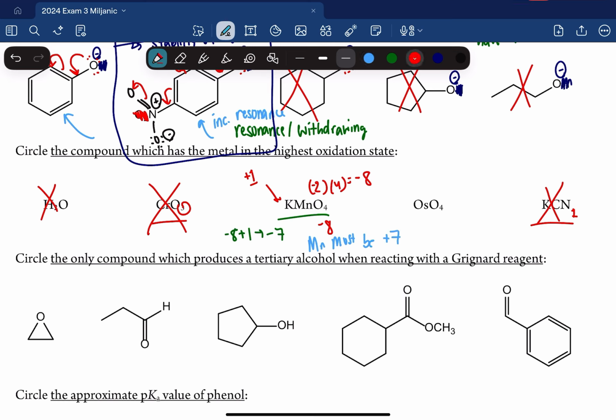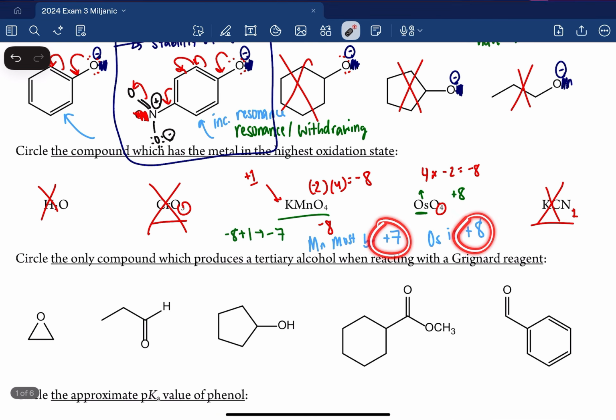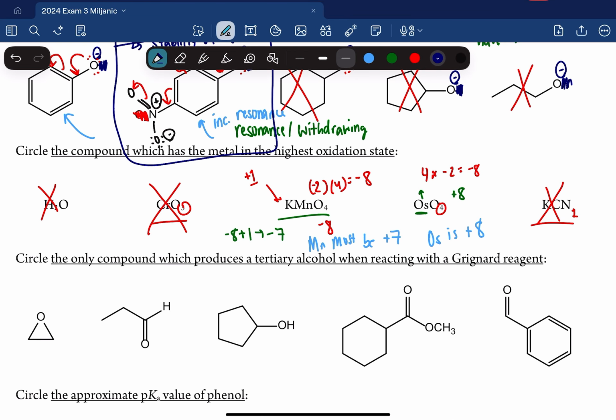Now in this structure here, we have O4. So we're going to do 4 times -2 equals -8. Now notice there's no potassium. There's no additional ion. So that means that the Os has to balance the -8. So it should have a +8. So we can write here, the Os is +8. So when you're comparing +7 to +8, the +8 is the higher oxidation state. So that'll be this one.